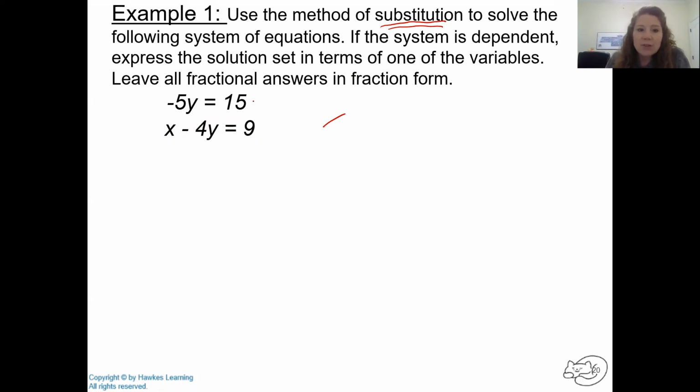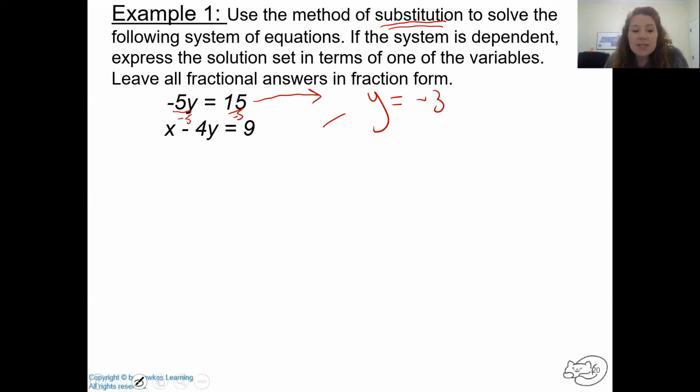So look at that first equation. There's fewer steps to solve for X or Y than the second one, right? And in fact, there's only a Y, there's not even an X. So I want to solve for Y, and the way I would do that is divide both sides by -5. So the top one, I'm going to solve for Y. Y equals 15 divided by -5 is -3.